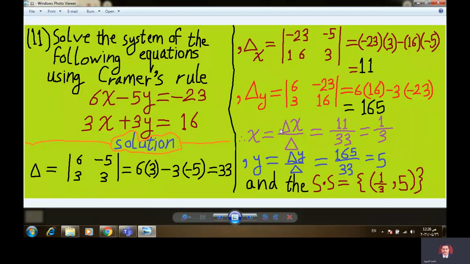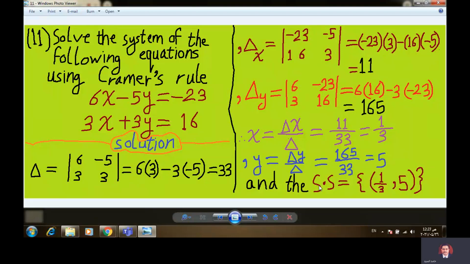Therefore, x equal delta x over delta. By substitution, we have 11 over 33 equal 1 over 3. And y equal delta y over delta equal 165 over 33 equal 5.